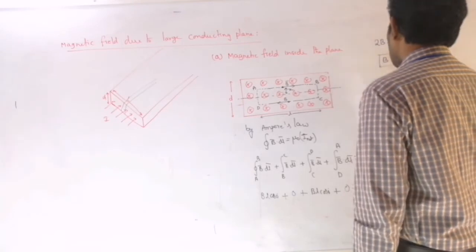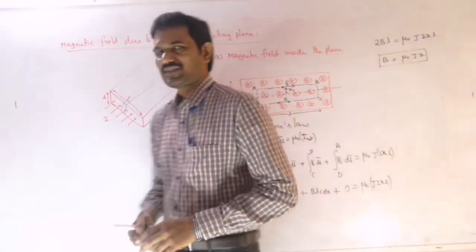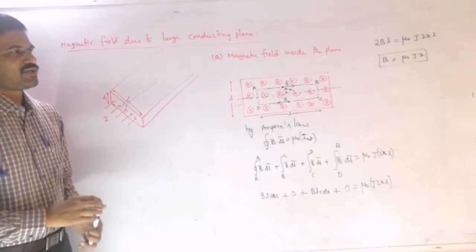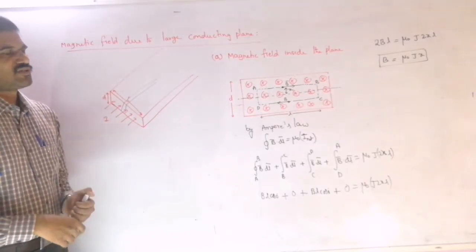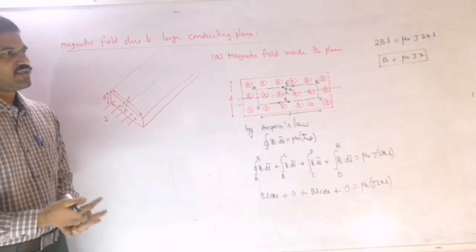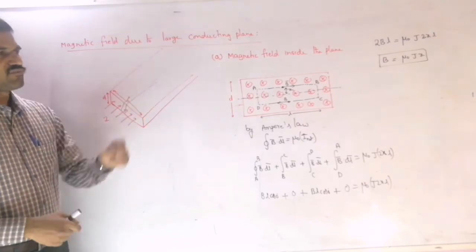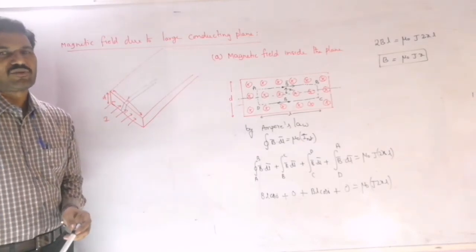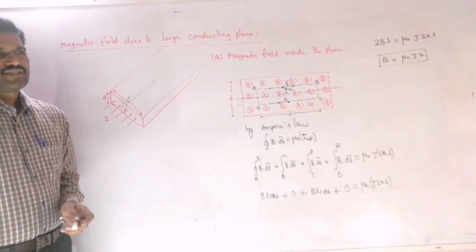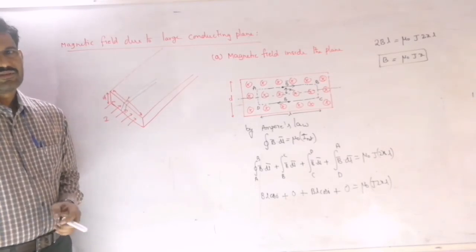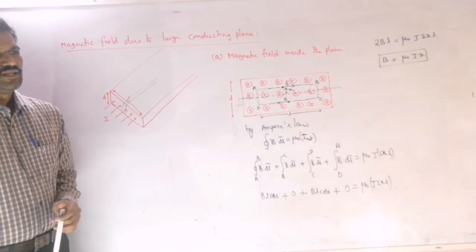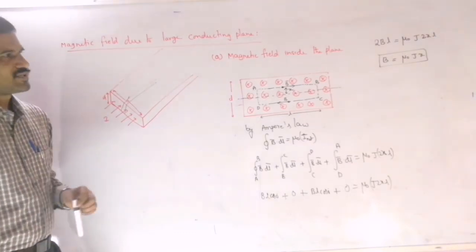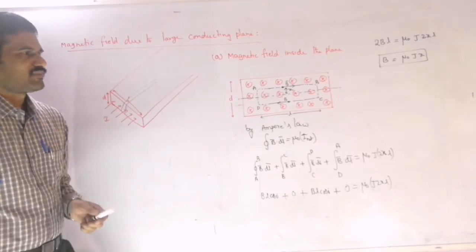Where J is the current density and X is the distance from the central plane of this infinite thick plane, right? So just to mention that formula there, and mention that finally, where X is the distance of the point from the central plane of the thick plane, or the central plane of the thick conducting plane.